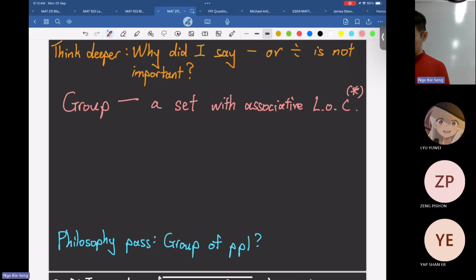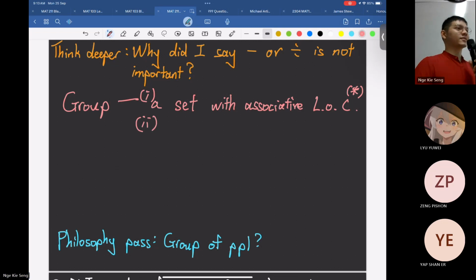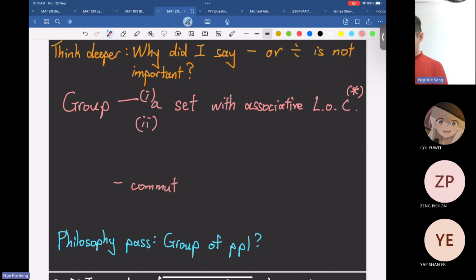So the first thing, you need to have a set with an associative law of composition. How about the second? What's the second thing you need to have? Commutative. Okay, how about the commutative law of composition? We don't put it as a must in our group definition. If it has a commutative law of composition, this is an abelian group. This is not a must in the definition; this is the abelian group definition.